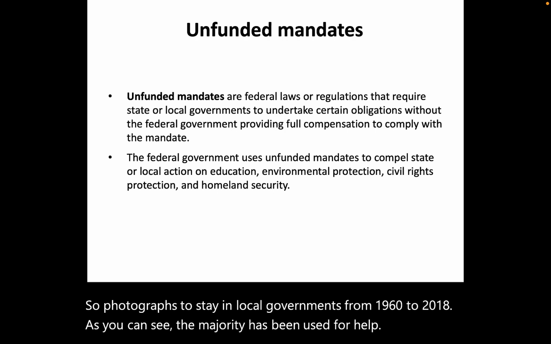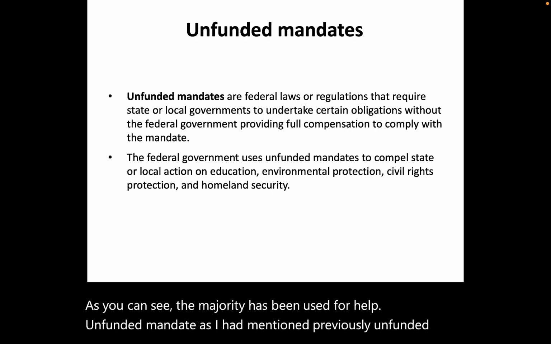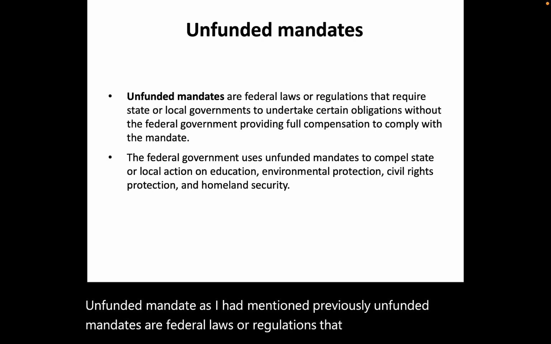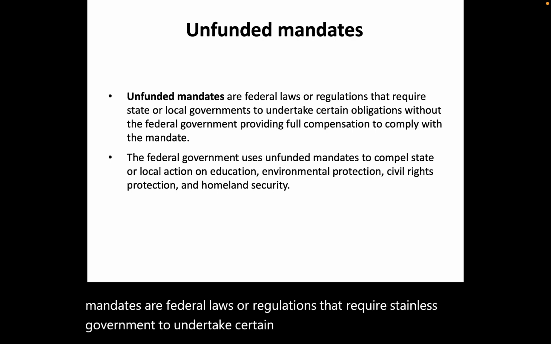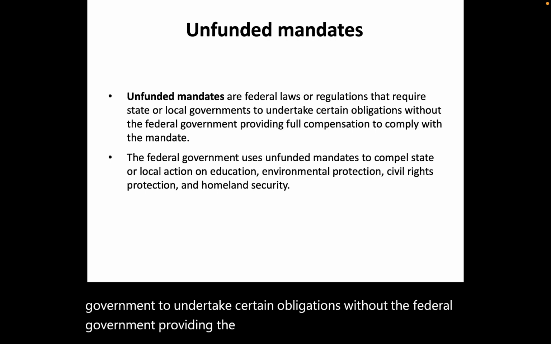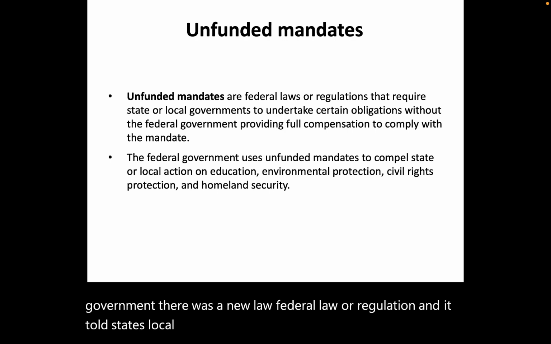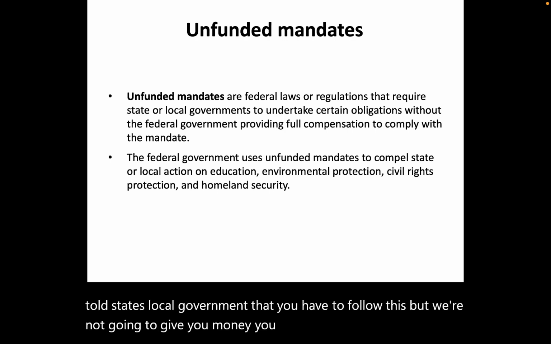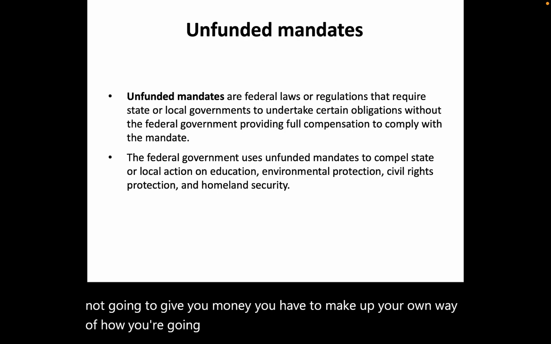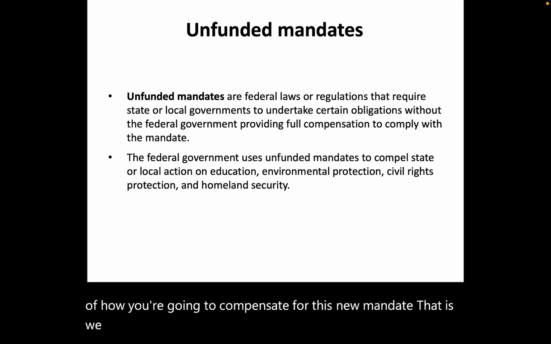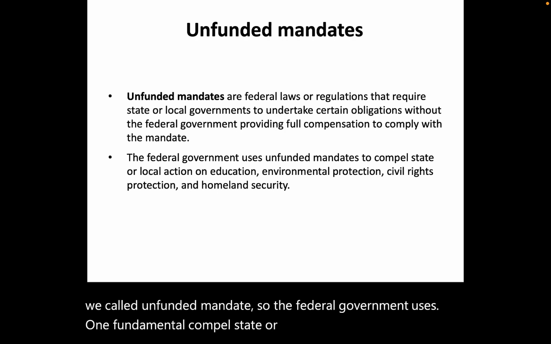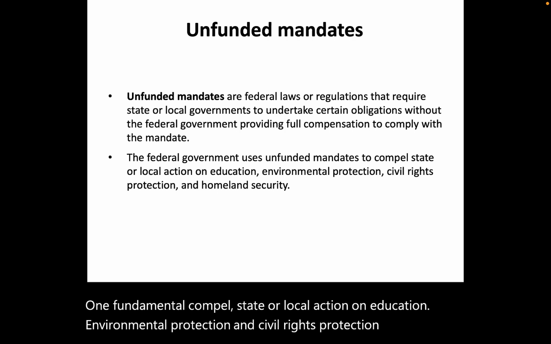Unfunded mandates, as I mentioned previously, are federal laws or regulations that require state and local governments to undertake certain obligations without the federal government providing the money. So, for example, if there was a new federal law or regulation that told states and local governments, you have to follow this, but we're not going to give you money, you have to make up your own way of compensating for this new mandate. That is what we call an unfunded mandate. The federal government uses unfunded mandates to compel state or local action on education, environmental protection, civil rights protection, and homeland security.